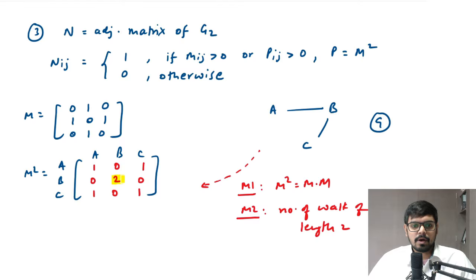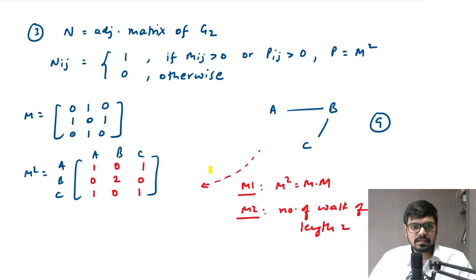Talking about B to B, there are 2 ways. B to A, then A to B, walk of length 2. And then we have B to C, C to B, walk of length 2. So 2 such walks we have, so 2 here. B to C, no such walk, 0. So this 0 will be copied here. And finally C to C, walk of length 2: C to B, B to C. Only such one style of walk is there of length 2, so 1 is the answer. Makes sense? So this is how fast you can generate your M square matrix.